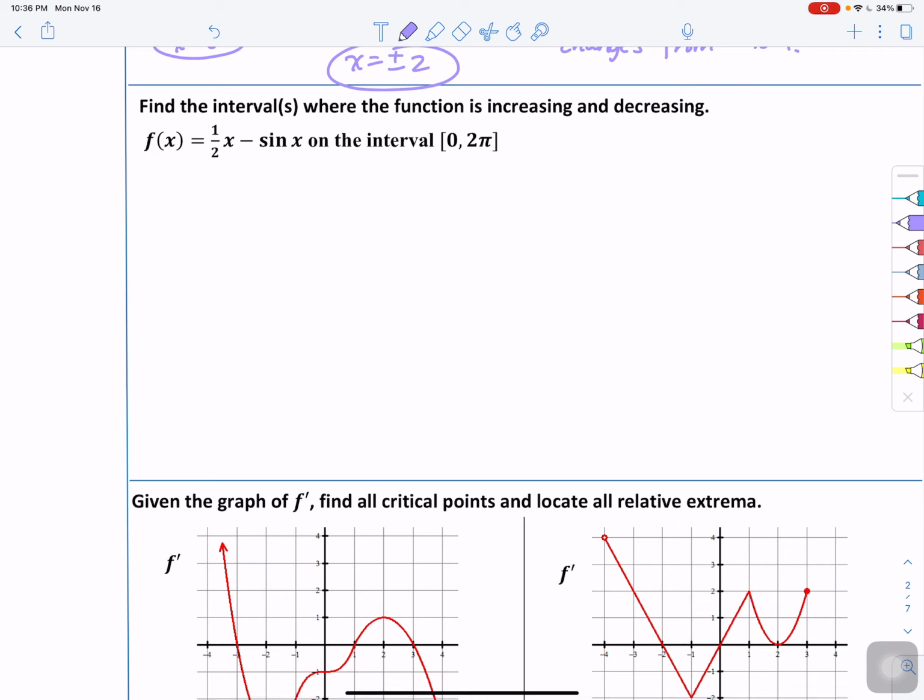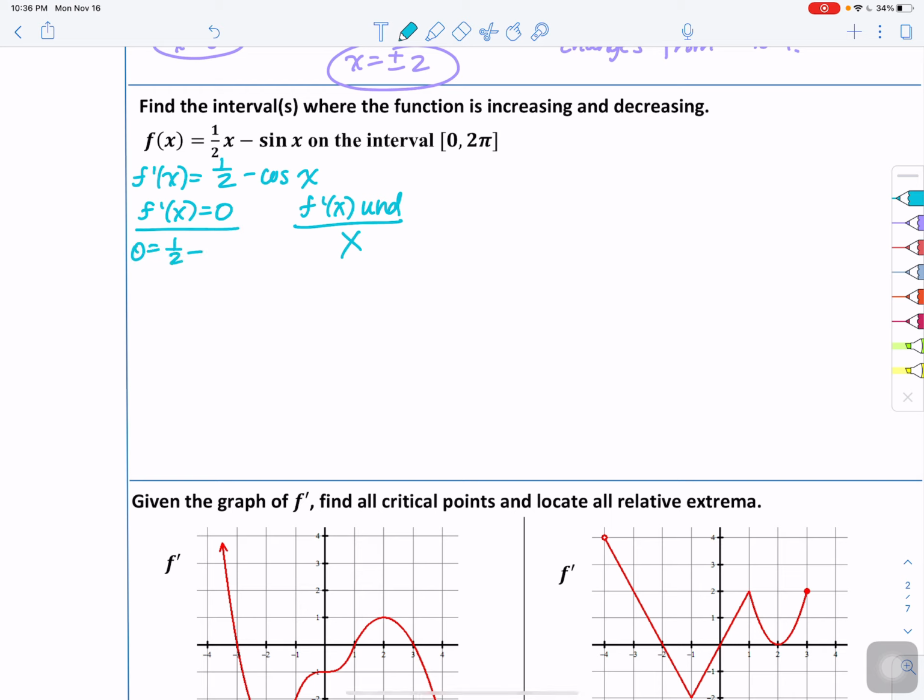Trigonometric function. Sometimes these are trivial, sometimes they're not. Let's go ahead and find our first derivative. And it's 1/2 minus the cosine of x. So we want to know where the first derivative is 0 and where the first derivative is undefined. The cosine of x is defined everywhere, and 1/2 minus something defined everywhere is defined everywhere. So there's no places that were undefined. So 0 equals 1/2 minus cosine of x. 1/2 equals cosine of x.